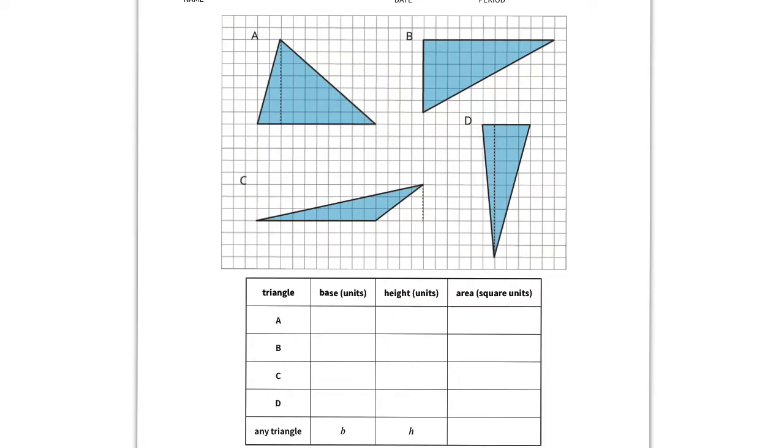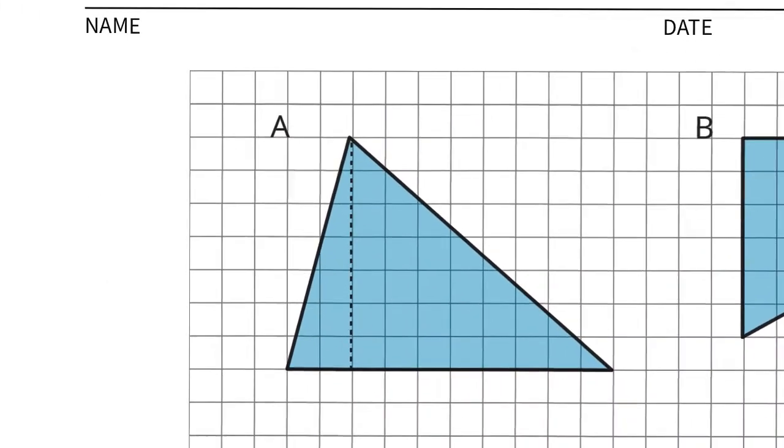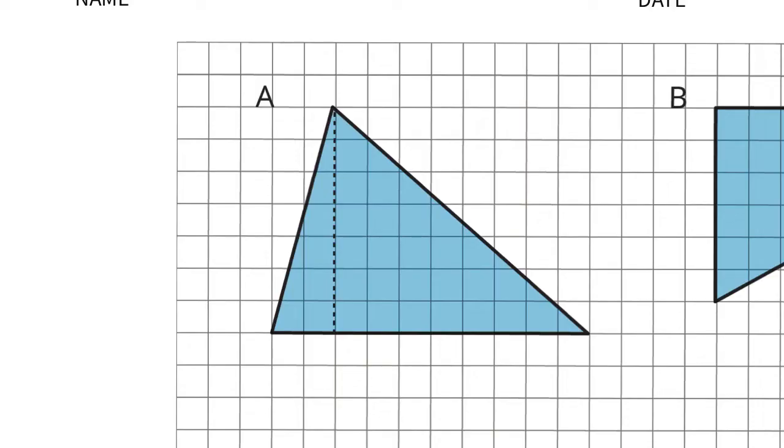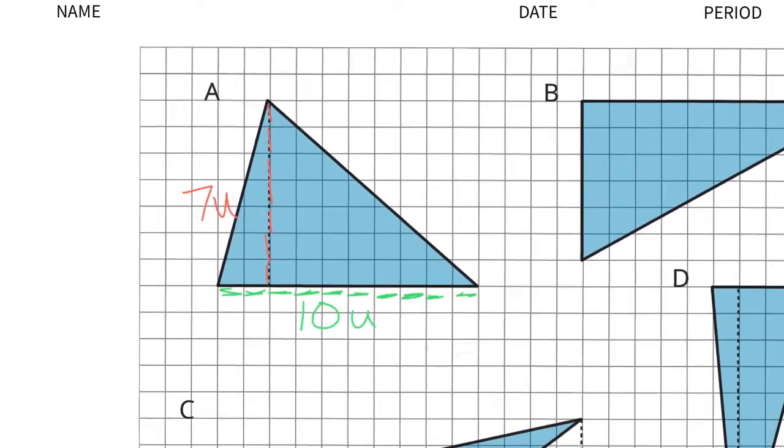So let's dig into this triangle A. I see an easy base and an easy height right away. So let's zoom in there. So here's our base, and our base looks like it's 1, 2, 3, 4, 5, 6, 7, 8, 9, 10. So our base is 10 units. And our corresponding height right here looks like it's 1, 2, 3, 4, 5, 6, 7. So our corresponding height is 7 units. So our base is 10, our height is 7.